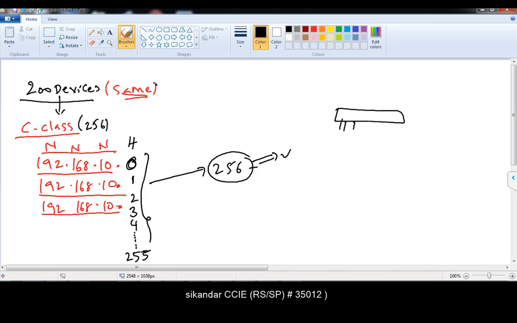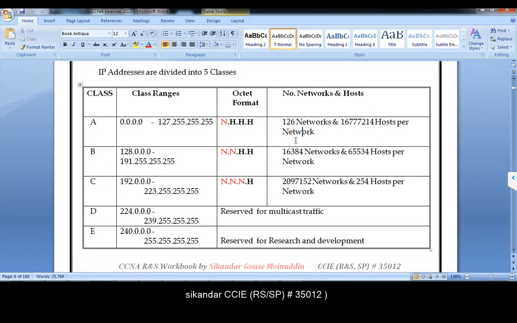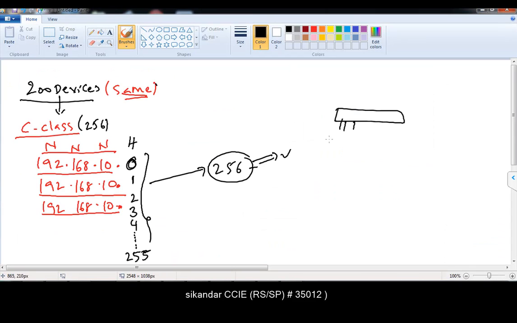So that's what I wrote here. You can see the table here. It supports around 126 networks, and each network supports 256. Actually it's 256, so there is a -2 here. I'll come to that point: -2 for the network ID and the broadcast ID, but in general there are 256 addresses it supports.